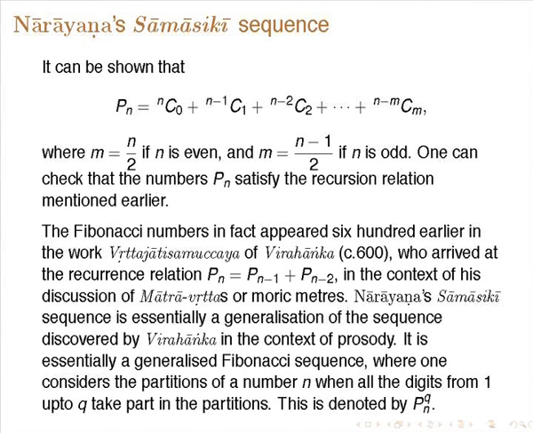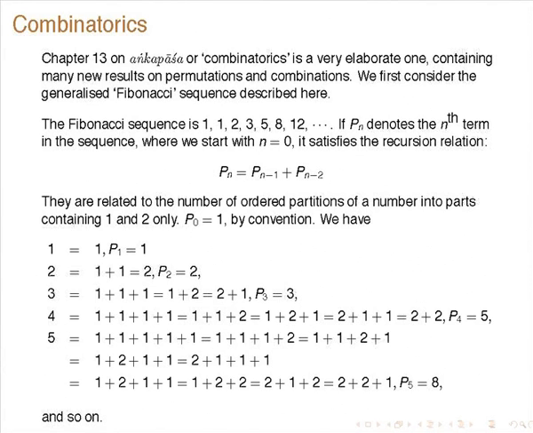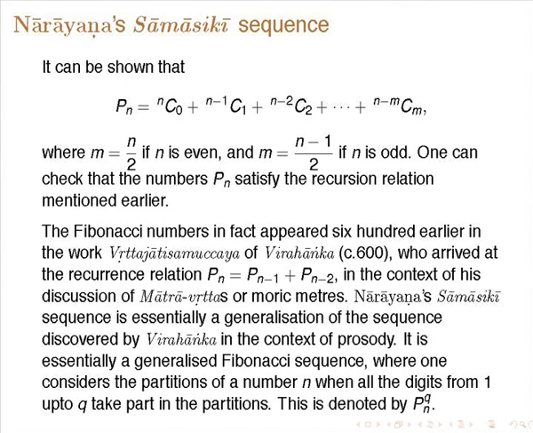So now he goes to the Fibonacci numbers, which in fact actually appeared 600 years earlier in the work Vrutta Jati Samuchaya of Virahanka, who arrived at the recurrence relation Pn is equal to Pn minus 1 plus Pn minus 2 in the context of a discussion of Matravrutas or Moric meters. This was discussed in an earlier lecture by Professor M. D. Srinivas.